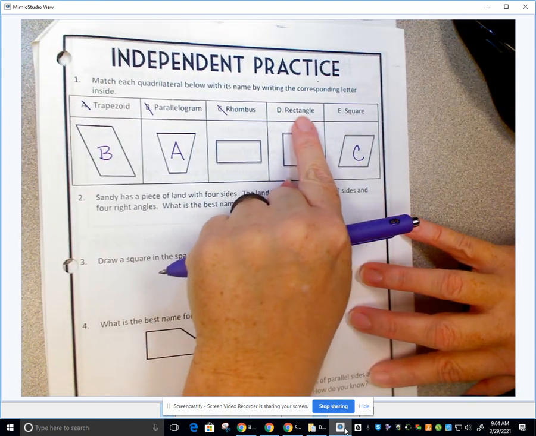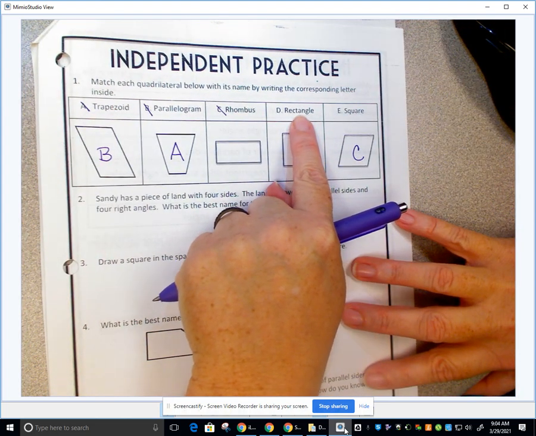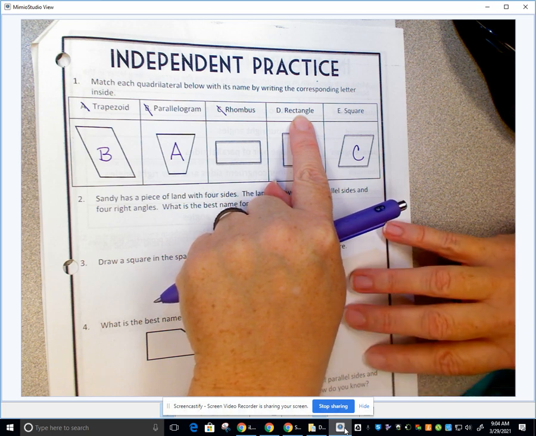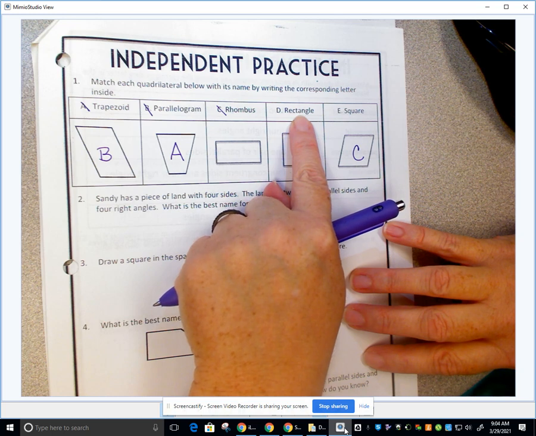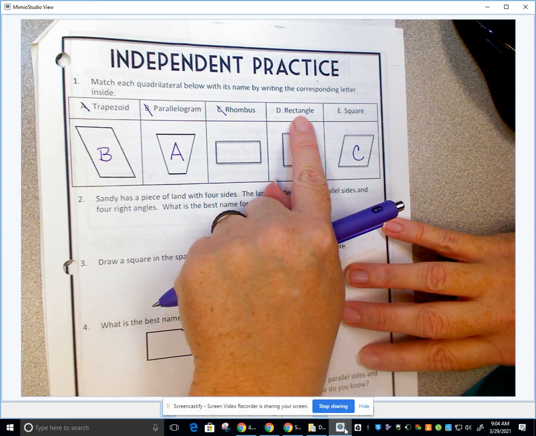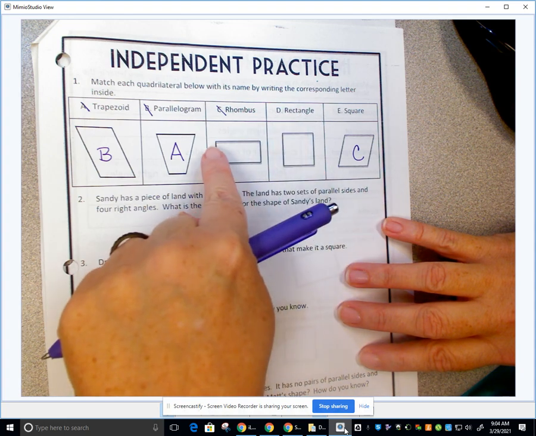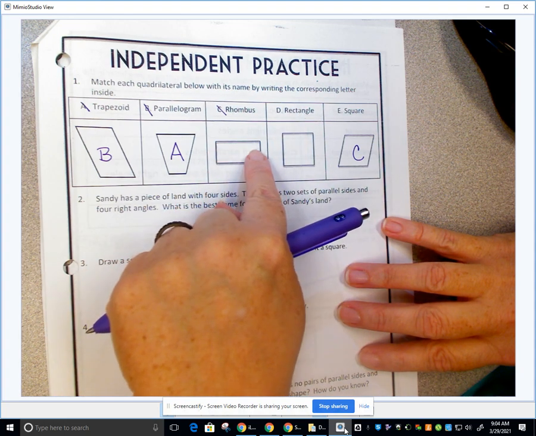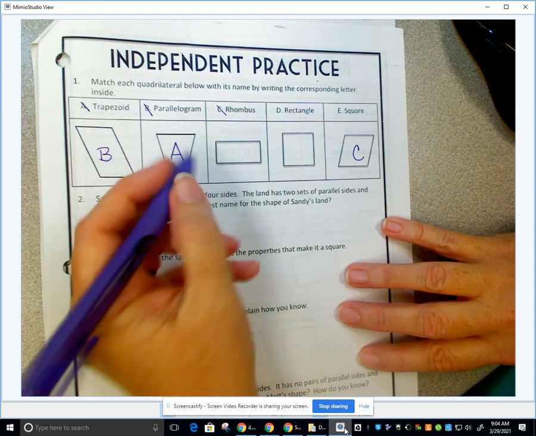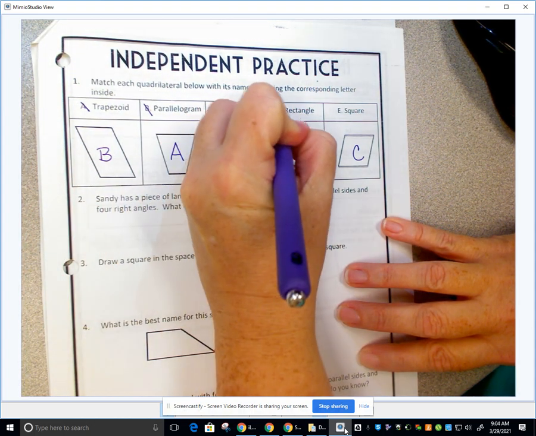All right, remember a rectangle. It has four right angles. It does have two pair of parallel sides, just like a parallelogram. But it also has opposite sides that are equal. Like this side length is equal to that side length. This side length is equal to that side length. So this is definitely your rectangle.